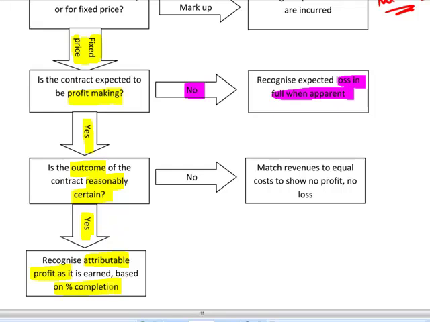If on the other hand I cannot yet estimate the total cost that I will incur to actually finish off the terminal, I will actually match the revenues to the costs incurred, so as not to show any profit or loss. So if I do not know the outcome of the contract, it is prudent not to show to the users of the financial statements any profit or any loss.